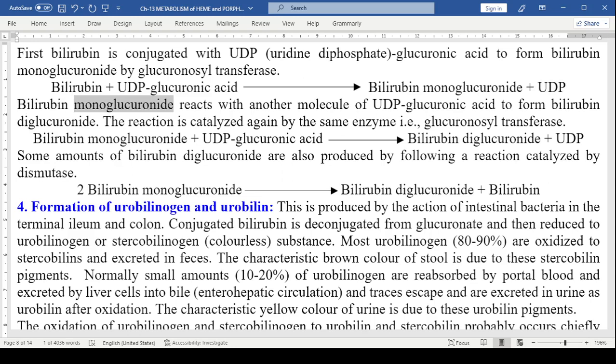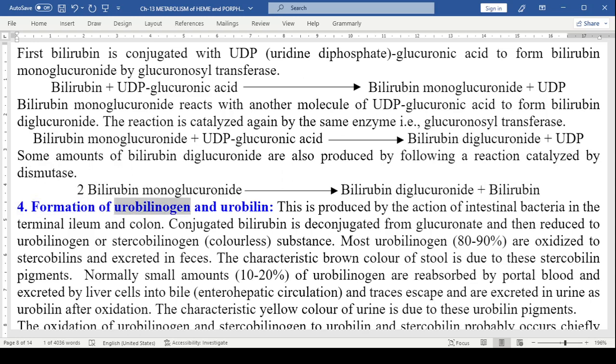Bilirubin monoglucuronide reacts with another molecule of UDP glucuronic acid to form bilirubin diglucuronide. The reaction is catalyzed again by the same enzyme, that is, glucuronosyl transferase. Bilirubin monoglucuronide plus UDP glucuronic acid gives bilirubin diglucuronide plus UDP. Some amounts of bilirubin diglucuronide are also produced by the following reaction catalyzed by dismutase. 2. Bilirubin monoglucuronide gives bilirubin diglucuronide plus bilirubin.